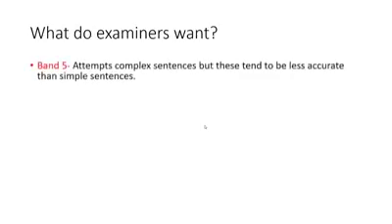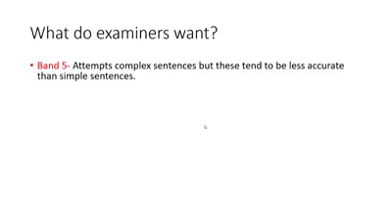So what do examiners want? They don't want high level, they don't want complicated, they don't want sophisticated. What do they want? Let's look at what the actual official marking criteria says. Band 5 attempts complex sentences, but these tend to be less accurate than simple sentences. So even a Band 5 answer has made an attempt at complex sentences, but it's very clear that when they try to go from simple to more complex, multiple clauses, they're making some mistakes.